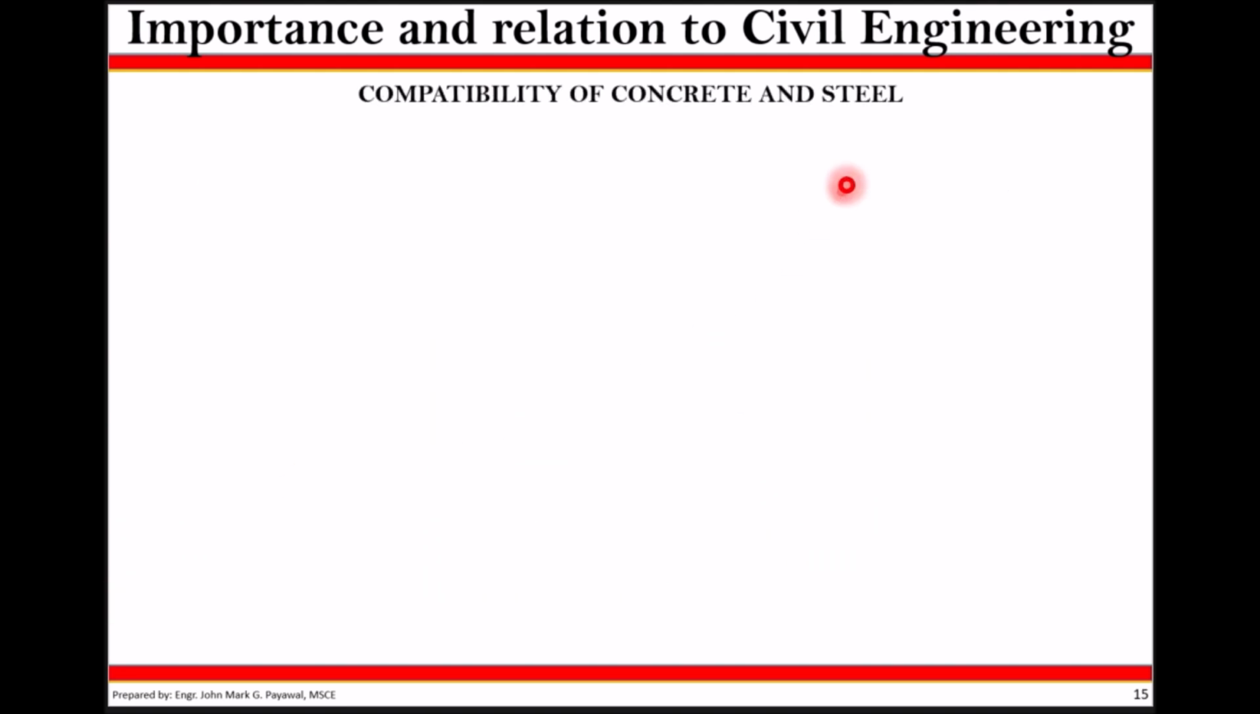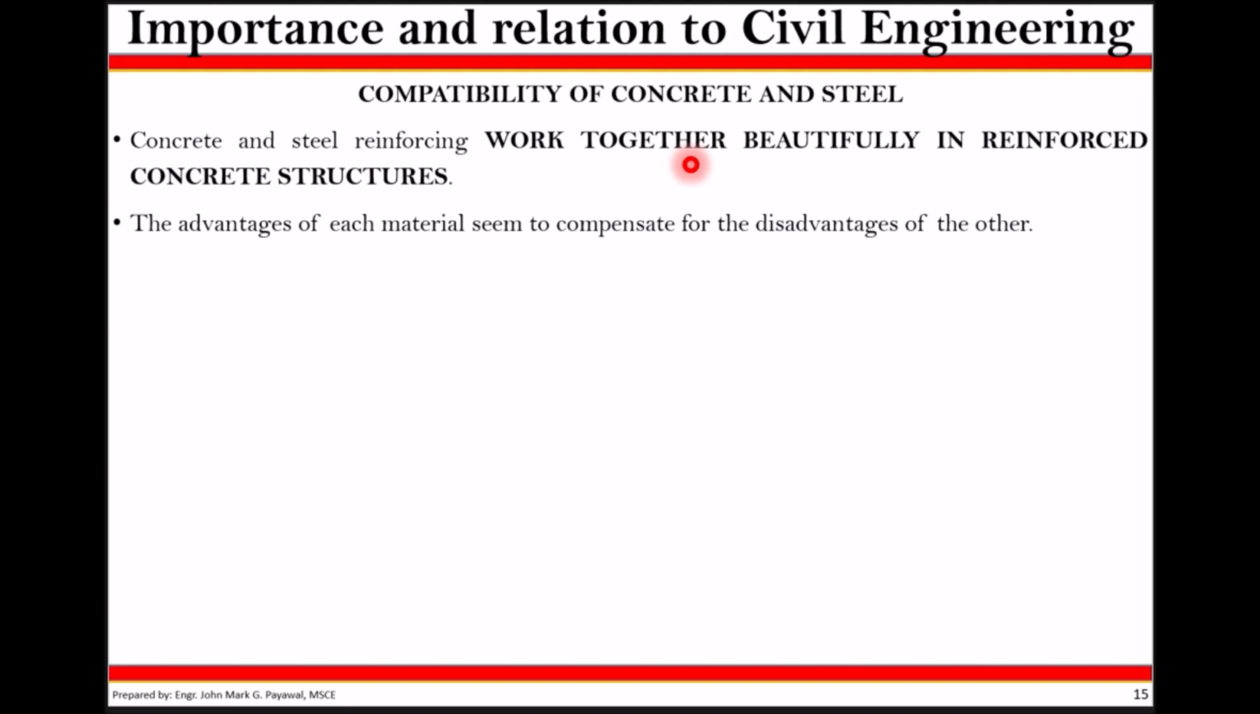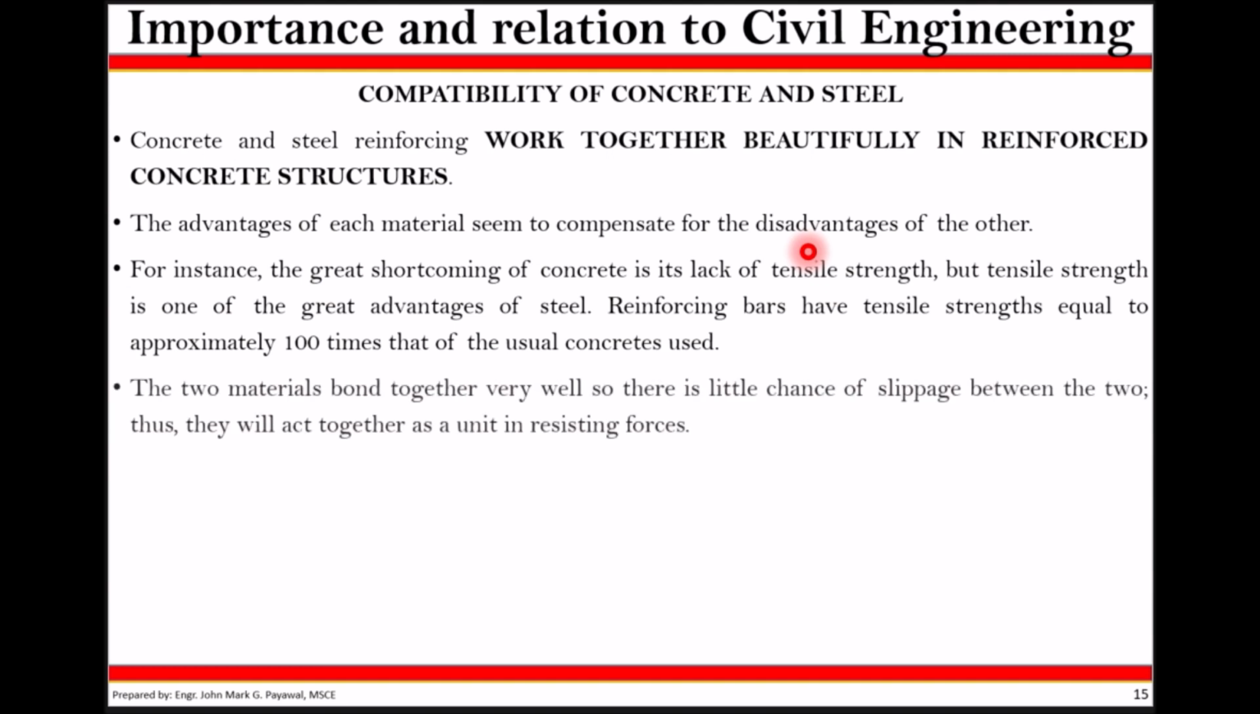Compatibility of concrete and steel is the next discussion, because it's very important for students to know how these two are working together. And in layman's terms, they work beautifully. How do we say they work beautifully? The advantages of each material seem to compensate for the disadvantages of the other. As mentioned a while ago, your concrete is low in tension strength, but your steel is good in tension. Vice versa with your steel and with your concrete.